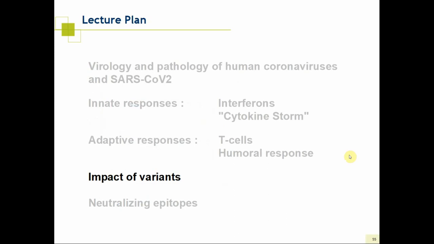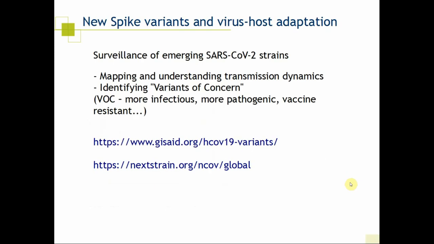Okay, so I've got about 20 minutes to try and finish up, and I'm going to talk about variants and neutralizing epitopes. The message here about the humoral response and memory is that antibody titers go down, but in fact your memory doesn't entirely disappear, because B cell memory and T cell memory seem to be maintained at a reasonable level, at least over 6 months.